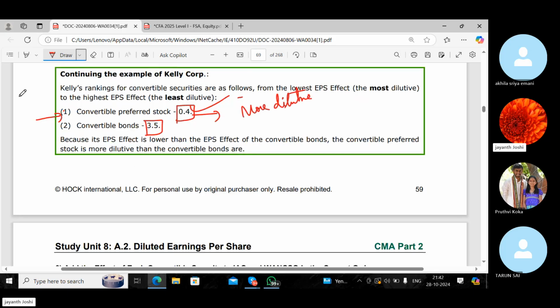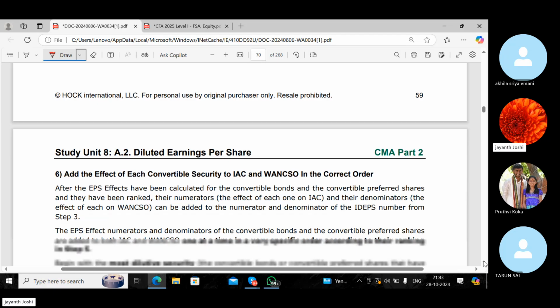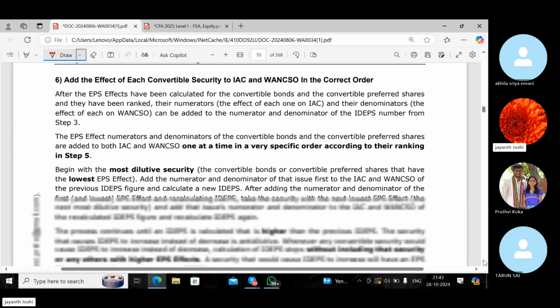Because 75,000 shares we have already seen, right? So this one is more dilutive, and the other is less dilutive. So we will give this the first rank and this the second rank. More dilution is because of more number of shares in the denominator. Now let's take the full question into picture and understand the steps one by one.